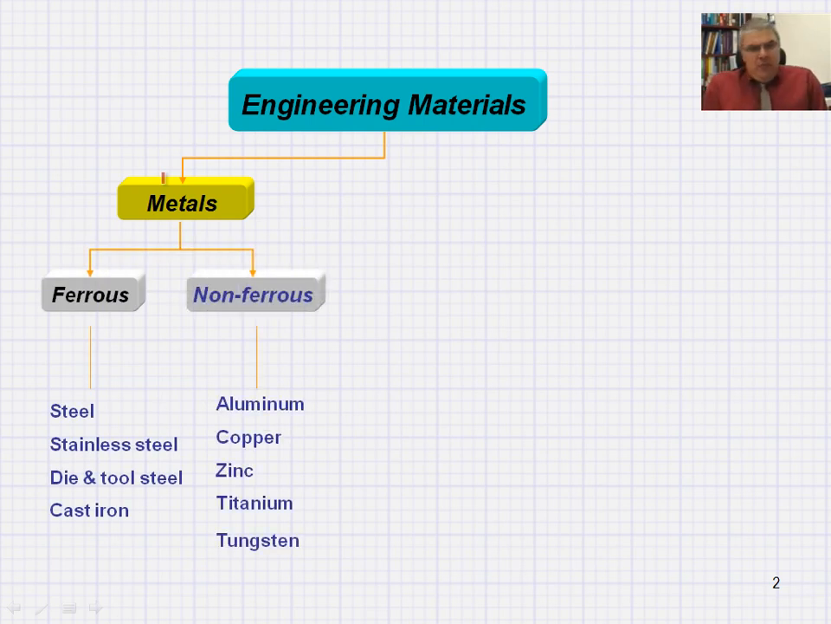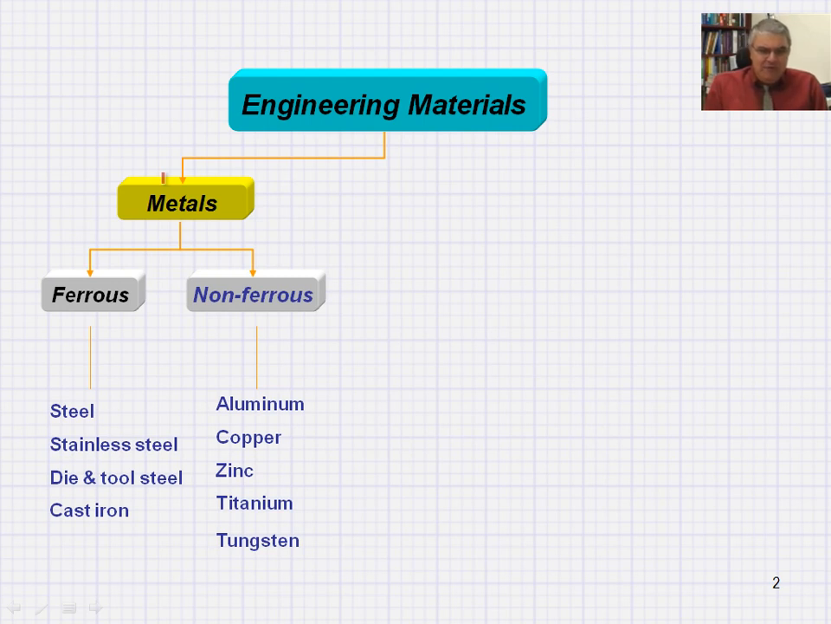ferrous and non-ferrous metals. The four main categories of engineering materials are metals, plastics or polymers, ceramics, and composites. Let's start with metals. Those that are based on iron itself are called ferrous materials, and those that are based on other materials are called non-ferrous metals. Examples of ferrous metals are steel, stainless steel, die and tool steel, and cast iron.